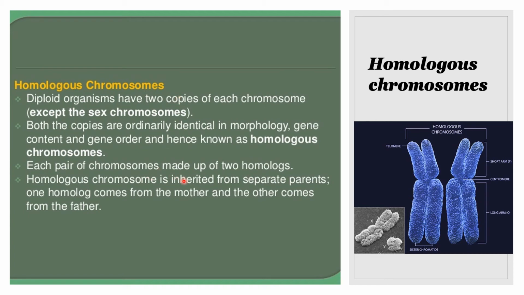Now, if they are paired, one chromosome in the homologous pair is from the mother and the other homologue comes from the father. If you can see over here, there are two chromosomes.